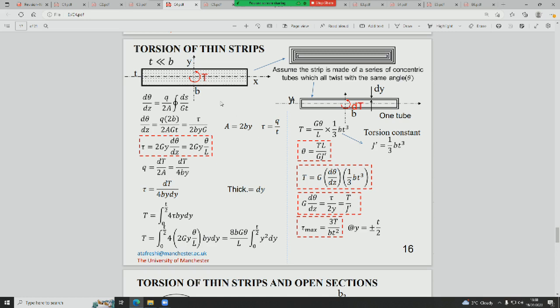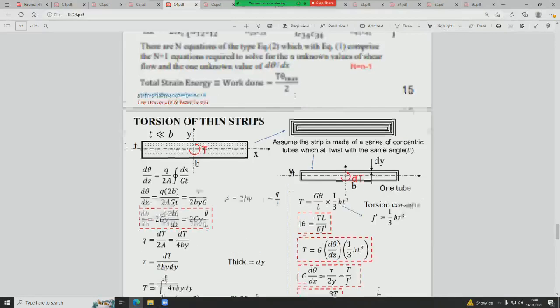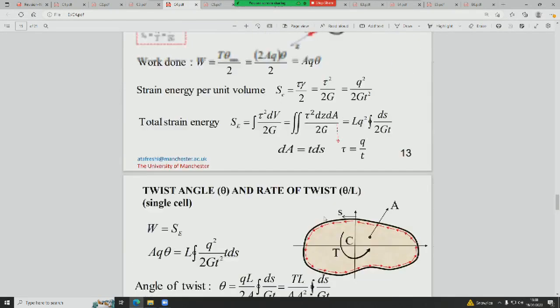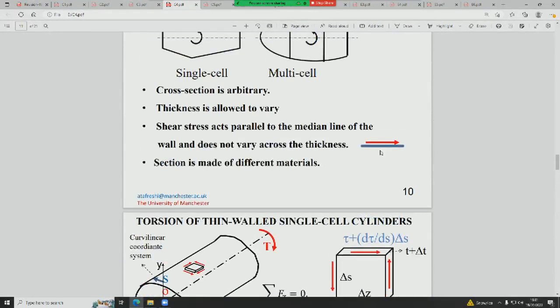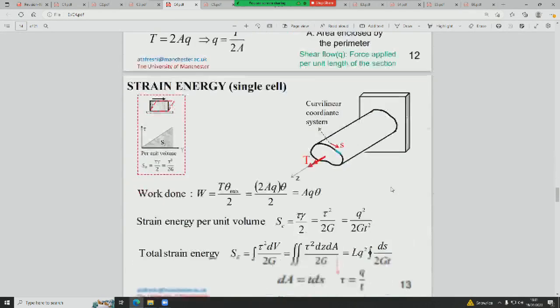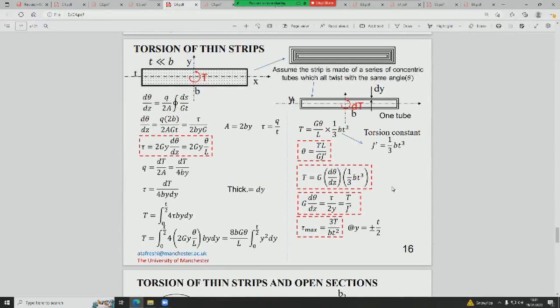So t is the thickness of the strip, and as I said, this equation is the best one to use. Obviously, we have the maximum stresses on the top and bottom layers. Even for this tiny section, we have shear stress variation. It's not like the other sections where we assumed shear stress is constant, shear flow is constant, and there's no through thickness variation of shear stress. But here, although it is thin, we assume there's a shear stress variation. You can see it depends on y. We have zero on the x-axis, and we have maximum on the bottom and top layer.